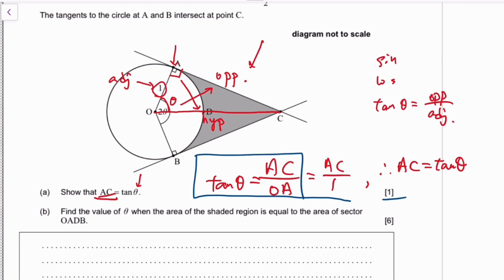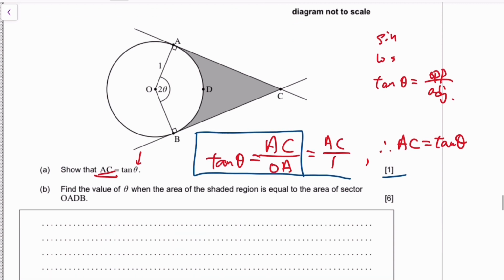Okay, part B is actually quite complicated. If you're looking for a 7, you might want to pause the video to give this a try. Answer will be coming in 3, 2, 1. So somehow we need to find the area of the shaded region, and it will somehow equal to the area of the sector. The sector is this.